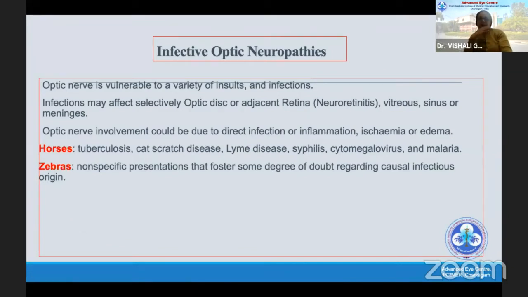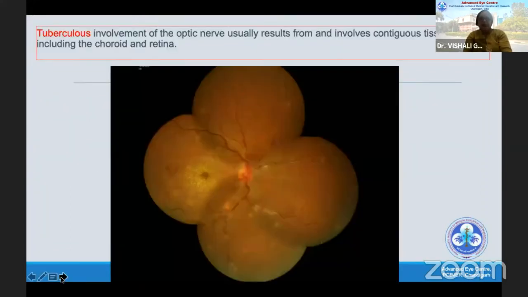When we talk of infections, there are some very typical infections which I have labeled as horses, like tuberculosis, cat scratch, Lyme, syphilis, CMV. These are the kind of infections which you should be suspecting. Malaria, maybe you don't see it that commonly in optic involvement. Then there are zebras. Zebras are basically the very non-specific presentations where you have to have a very high index of suspicion, and these are very unusual conditions. So let me take you over some of these infections.